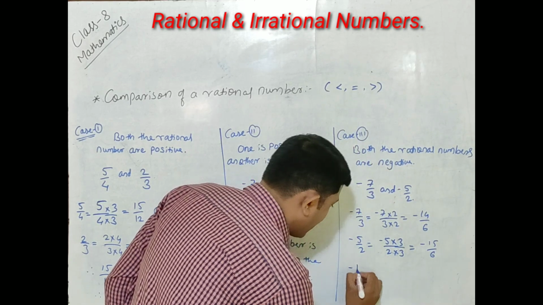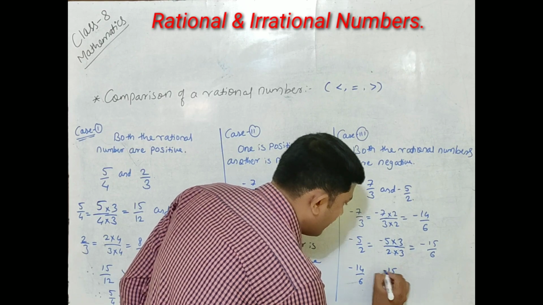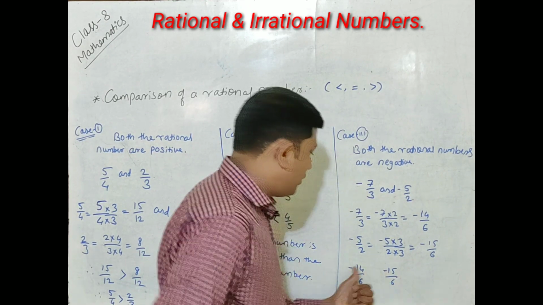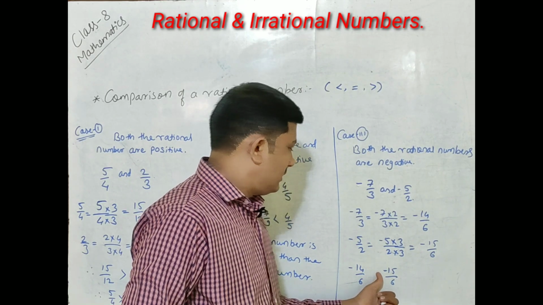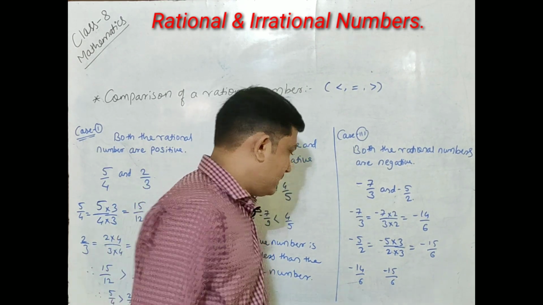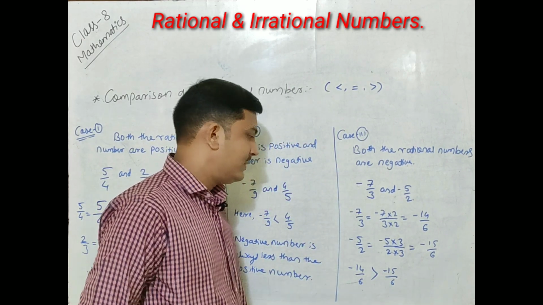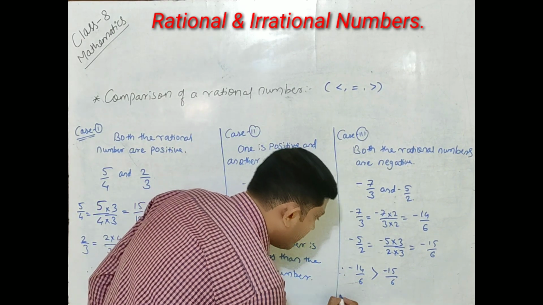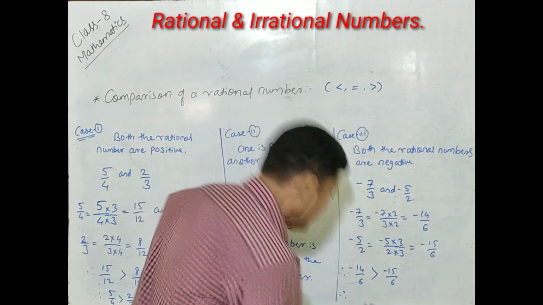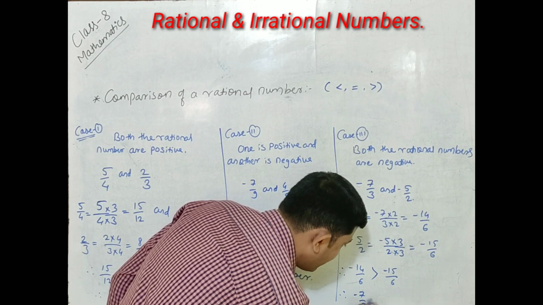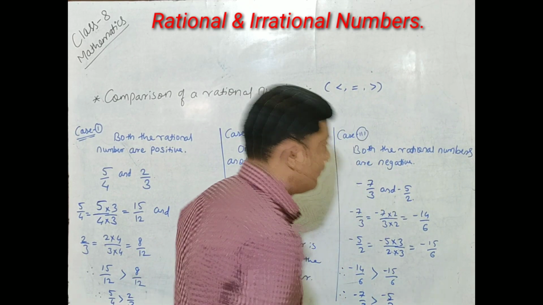Now if we compare minus 14 upon 6 and minus 15 upon 6, which one is greater? Here both are negative, so of course in the negatives the smaller number is greater. So minus 14 upon 6 is greater than minus 15 upon 6. Therefore minus 14 upon 6, which stands for minus 7 upon 3, is greater than minus 5 upon 2.